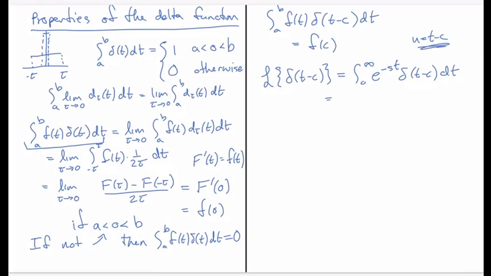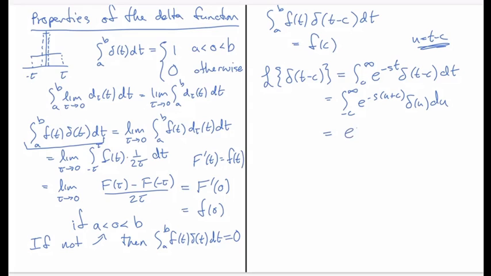That gives me the integral where, when t is equal to 0, u is equal to minus c, going off to infinity, of e to the minus s times u plus c, times delta of u. And now this is just the evaluation. You can see that as long as c is positive, I'm going to get the following.